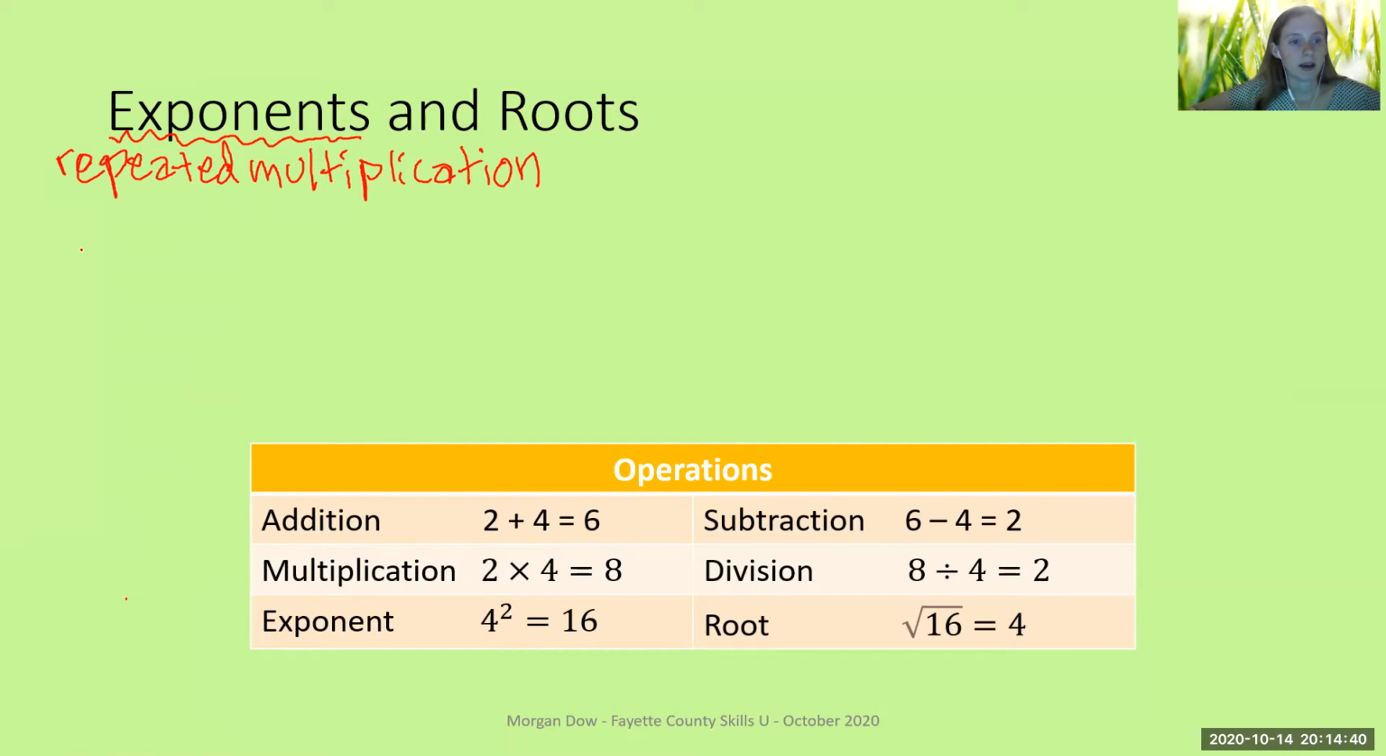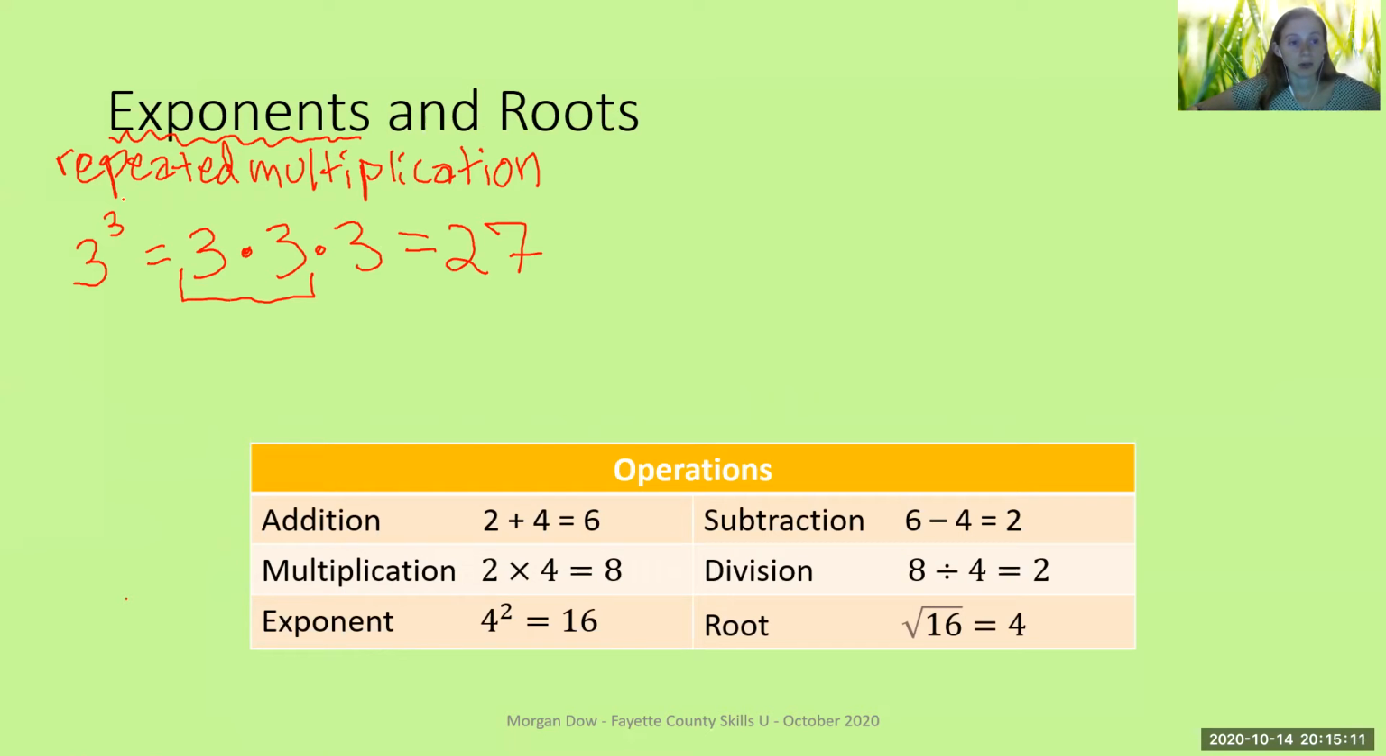So let's say we have 3 to the power of 3. This is telling us to do 3 3s multiplied together. So 3 times 3 is 9, and 9 times 3 is 27. So 3 to the power of 3 is 27.